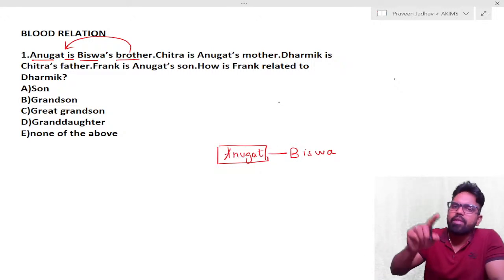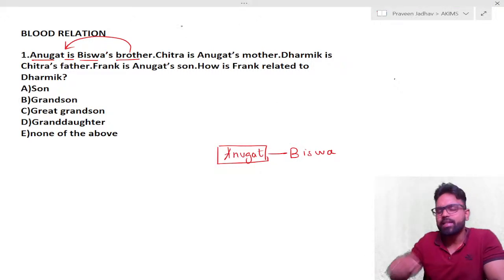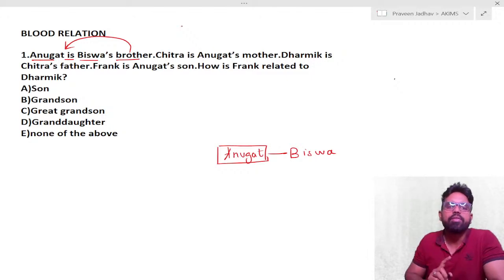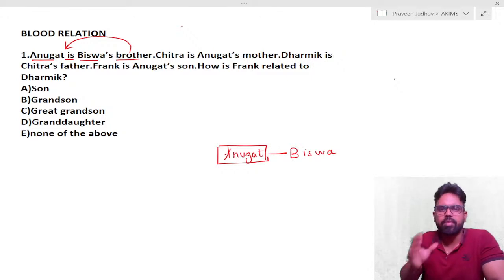No. While solving questions on blood relations, I will simultaneously read the question and draw the flowchart. When I read the question, I draw the flowchart. Read question, draw flowchart. Getting it, everyone? What am I doing? Anugat is Biswa's brother. I'm putting it in a square box.